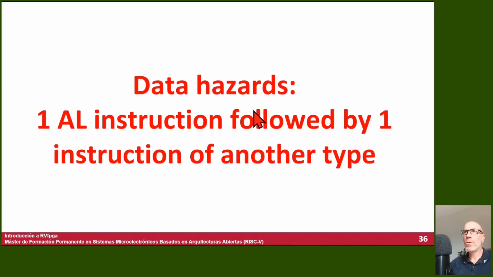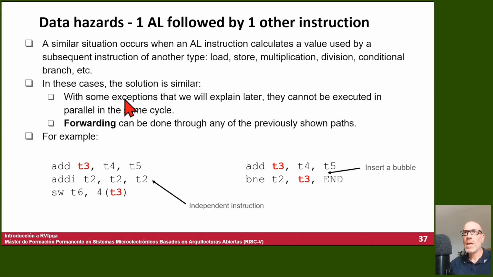A similar situation occurs when an arithmetic logic instruction is near a dependent instruction of another type. As I mentioned, the handling is similar. If instructions are consecutive, we need to insert a bubble. For example, here we have an add followed by a BNA, which depends on the sum's result, T. We need to insert a bubble, so this result can then be sent via forwarding through one of the previous paths.